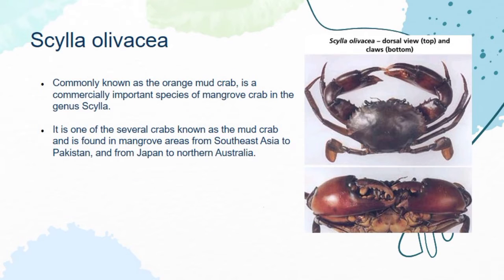Second is Scylla olivacea, commonly known as the orange mud crab, a commercially important species of mangrove crab in the genus Scylla. It is one of the several crabs known as mud crab and is found in mangrove areas from Southeast Asia to Pakistan and from Japan to northern Australia.